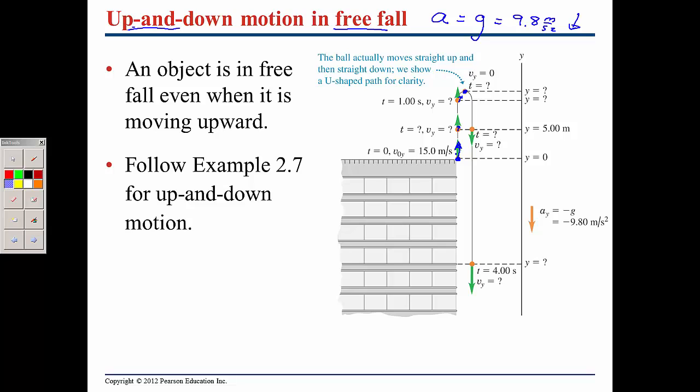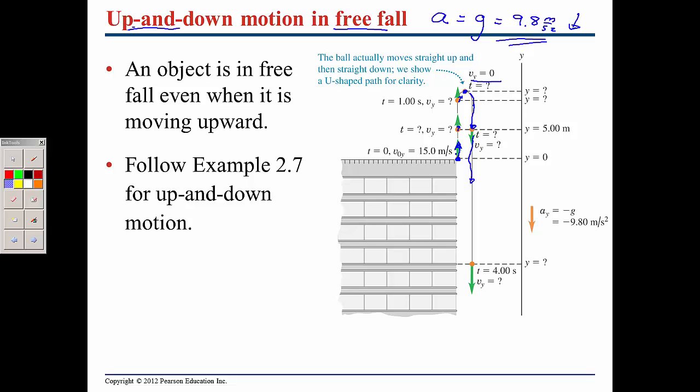It's no longer moving in the upwards direction. Its y velocity is actually 0. And then the ball starts to fall downward, and it accelerates due to gravity. It moves faster and faster downwards, covering larger and larger distances, moving faster and faster.